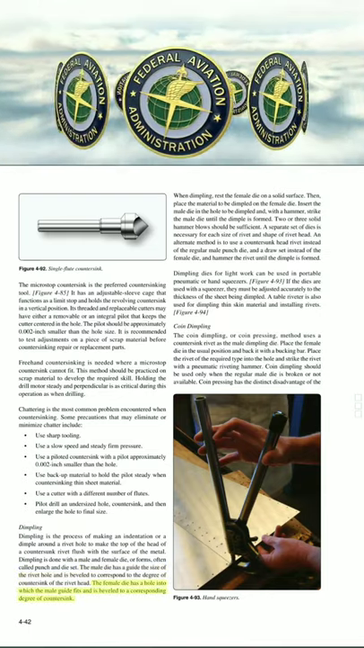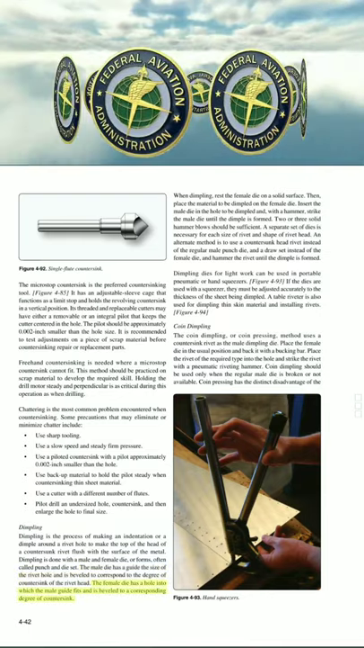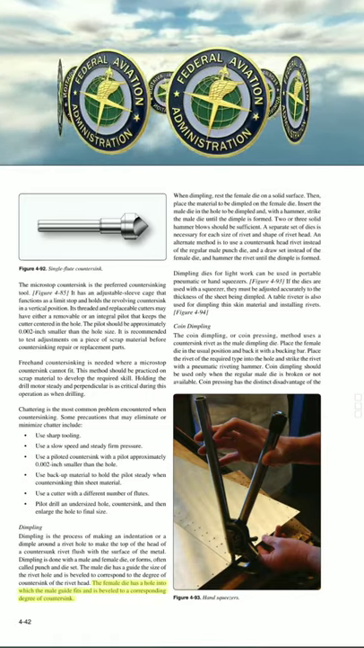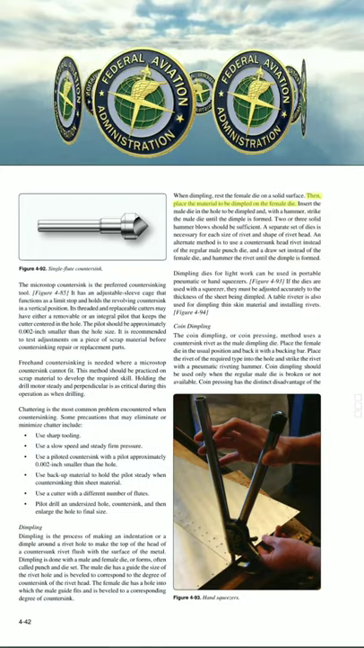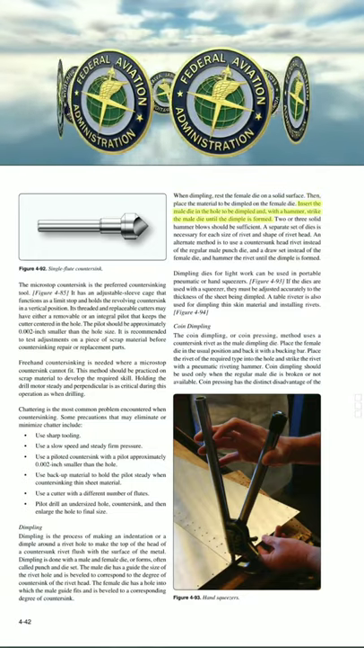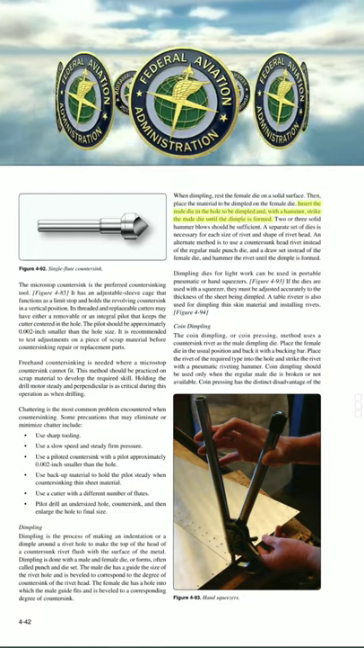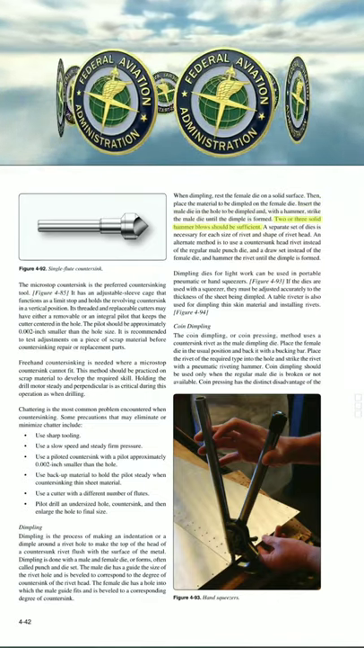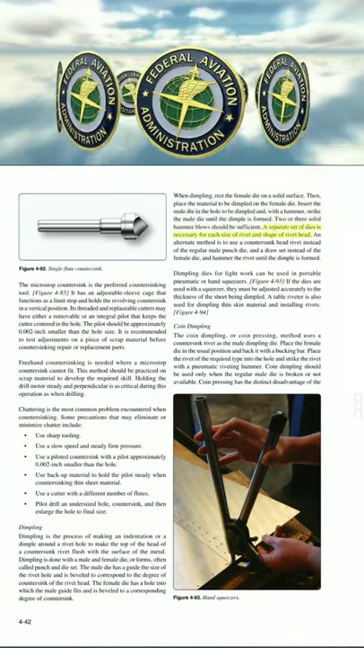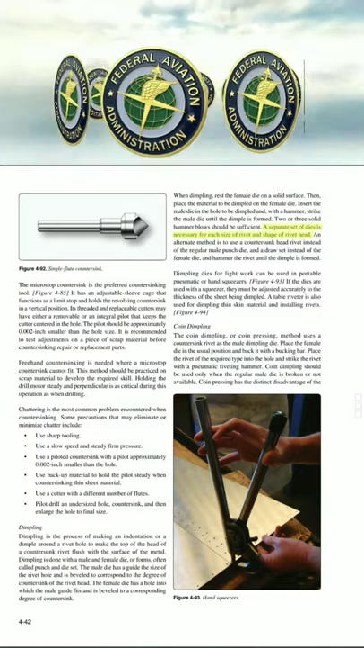The female die has a hole into which the male guide fits and is beveled to a corresponding degree of countersink. When dimpling, rest the female die on the solid surface. Then, place the material to be dimpled on the female die. Insert the male die in the hole to be dimpled and, with a hammer, strike the male die until the dimple is formed. 2 or 3 solid hammer blows should be sufficient. A separate set of dies is necessary for each size of rivet and shape of rivet head.